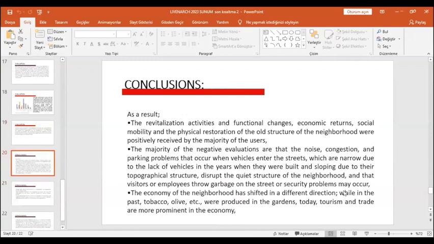As a result, the revitalization activities and functional change, economic return, social mobility, and physical restoration of the old structure of the neighborhood were positively received by the majority of the users.